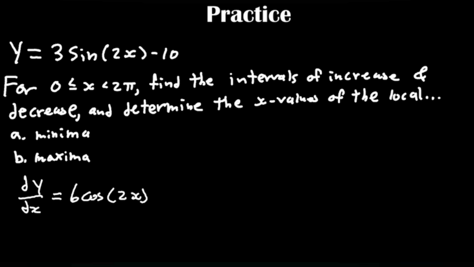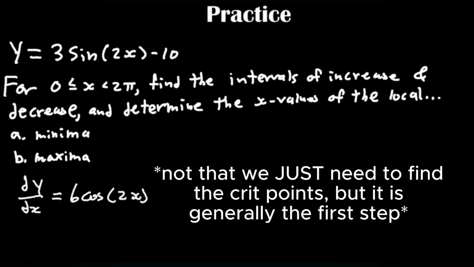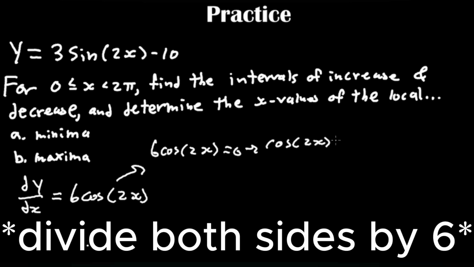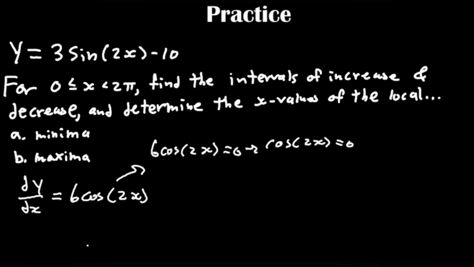Now, to find the intervals of increase and decrease, we just need to find where this is equal to 0. So find our critical points. Note, we won't have any critical points that are at a place where the derivative is undefined, because cosine is defined for all values of x. So all of our critical points will happen where our derivative is 0. So let's just set 6 cosine of 2x to 0. We'll get cosine of 2x equals 0.